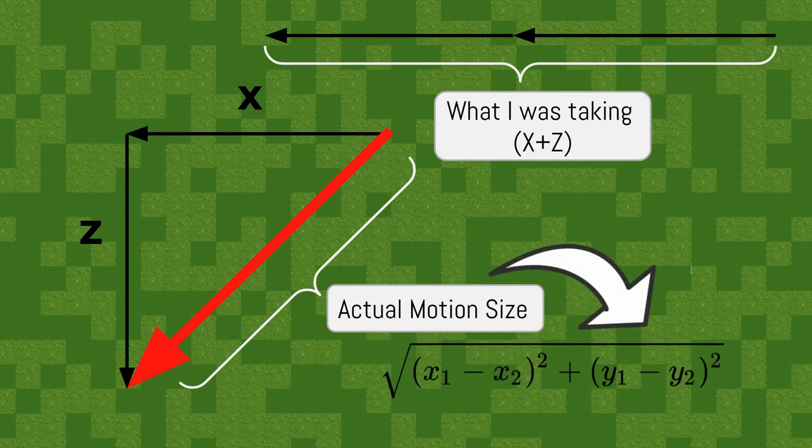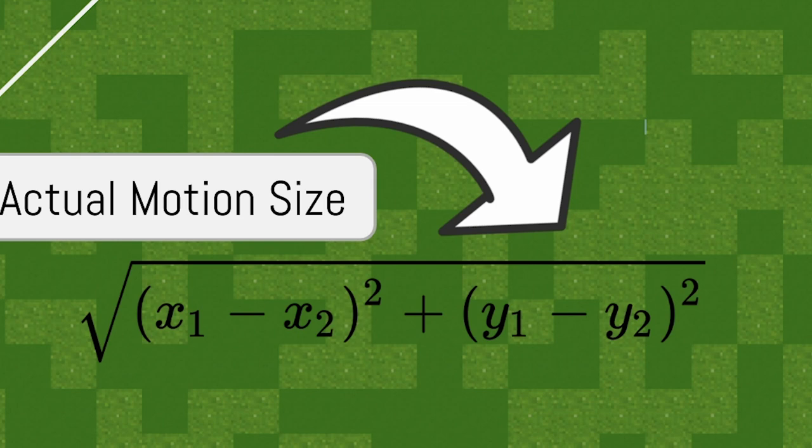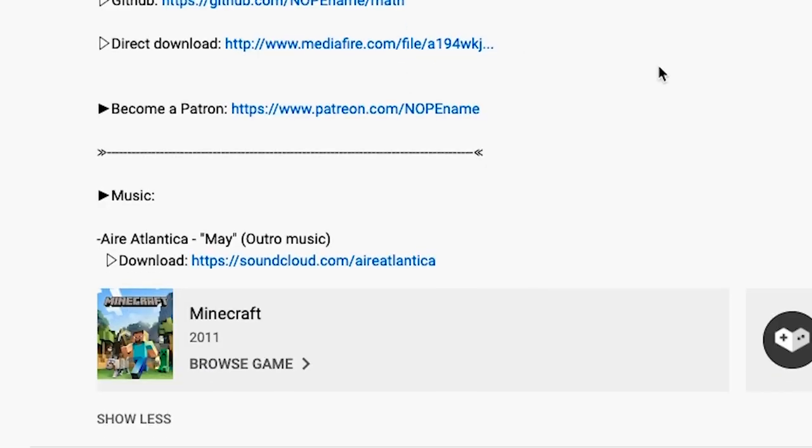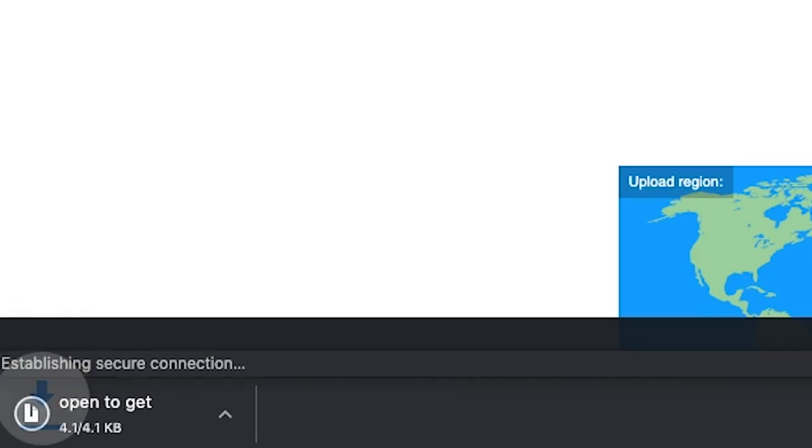I decided that I should actually fix this by using the distance formula, but this requires the use of square root, so I'll get a pack for that. The first one I found was from NopeName, so make sure you guys go check out his channel. He makes some pretty useful data packs.